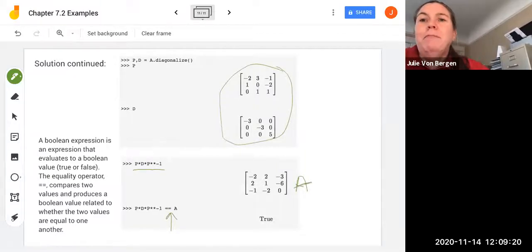Okay, next we will cover section 7.3, which goes more in depth into diagonalization, and we will continue to use Sympy in our calculations.